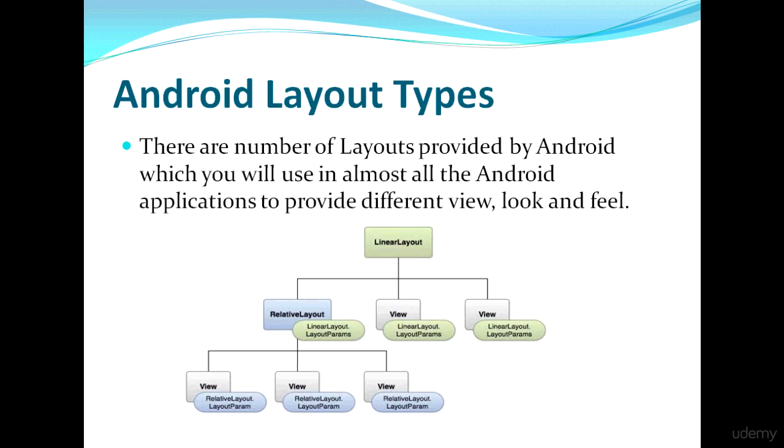As you know, there are different layouts provided by Android for almost all Android applications to provide different views, look and feel. That's the basic requirement of designing a layout: how you want your app to look. So for a different kind of look and feel, you design different layouts. This is a pictorial diagram where I have shown a linear layout and its different views, then a relative layout, again divided into different views. All these parameters, relative layout, layout params, you will be able to see in your activity_main.xml file, which is a layout file.